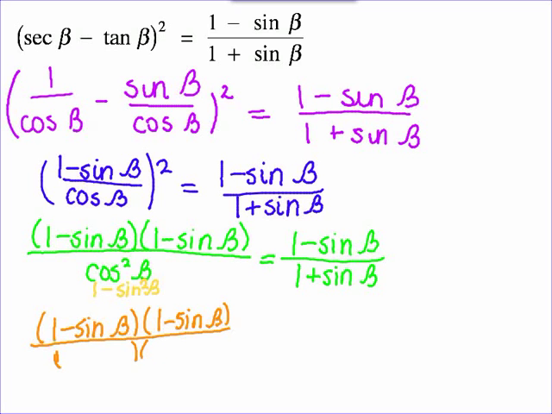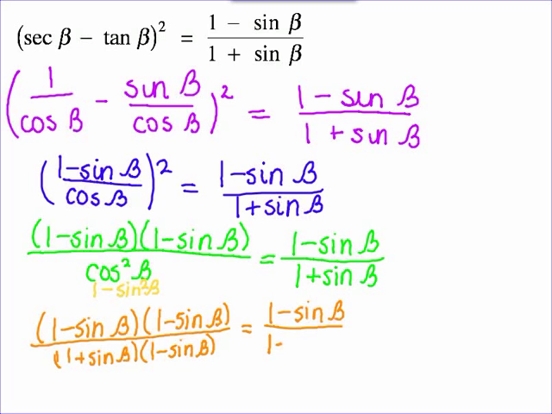You can do 1 plus sine and 1 minus sine. You can do 1 plus sine beta times 1 minus sine beta. Why can I do that? They're perfect squares, and remember, we're factoring the difference of two squares.